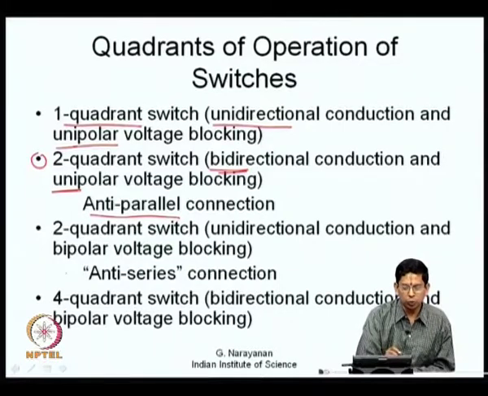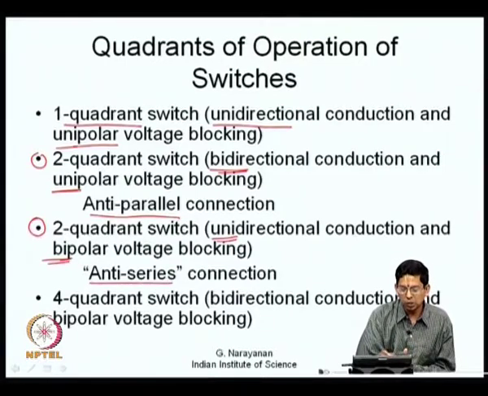Now, the other type of 2 quadrant switch is shown here. This is also a 2 quadrant switch. How is it different? Here the conduction is in only one direction, it is unidirectional conduction, but the voltage blocking capability is different. Here it has a bipolar voltage blocking capability. That is, whether the voltages of one polarity or the other polarity, it is capable of blocking. You can realize such a 2 quadrant switch by going in for the so called anti-series connection of 2 single quadrant switches. So, this is how you can realize this.